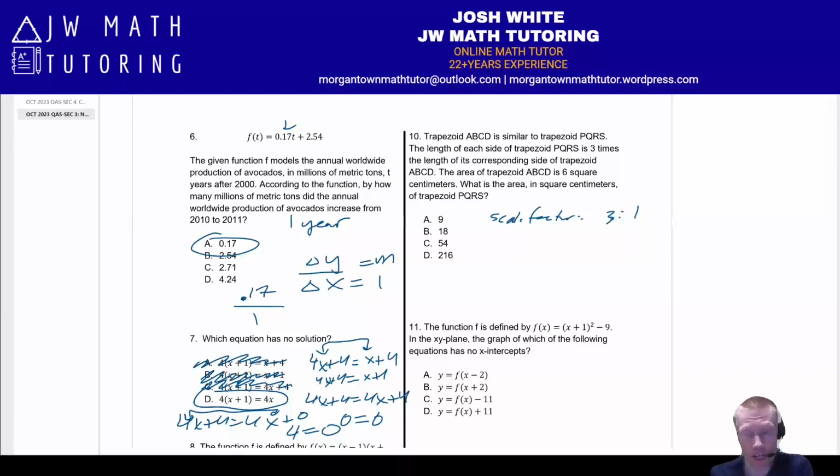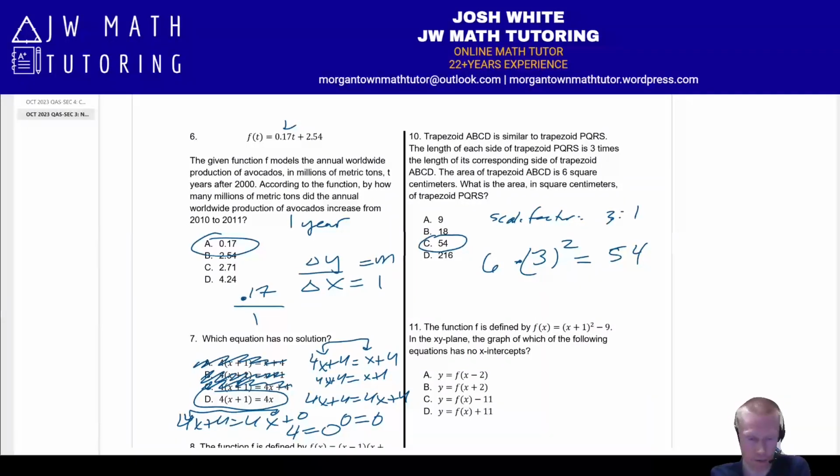Now, area is two-dimensional. When you're calculating an area, you're basically multiplying two dimensions by each other. So that means the area of the small is 6. Okay. The area of the larger, it's not going to be 6 times 3. It's going to be 6 times 3 squared. Okay. Because each side is 3 times as large. So since it's two-dimensional, that's why you have to take 3 and square it. So the area of the large is going to be 54, or 9 times the area of the small.